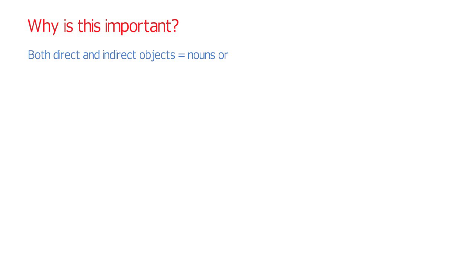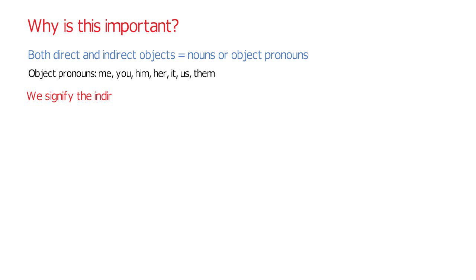But why are direct and indirect objects important? Well, in English, both direct objects and indirect objects are either nouns or object pronouns. Object pronouns are, remember, me, you, him, her, it, us, and them. And so how do you signify which is a direct object and which is an indirect object? Well, in English, we signify the indirect object with the prepositions to or for, or sentence structure.